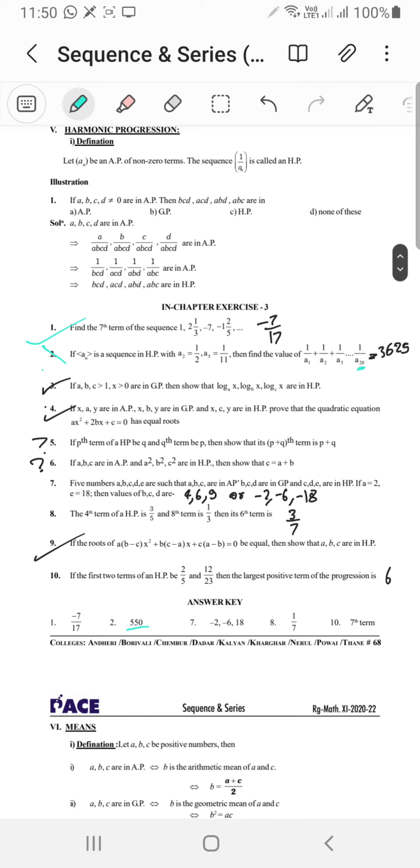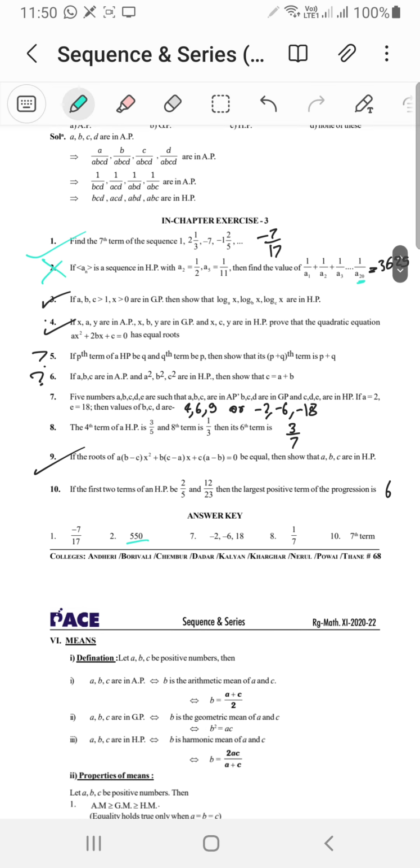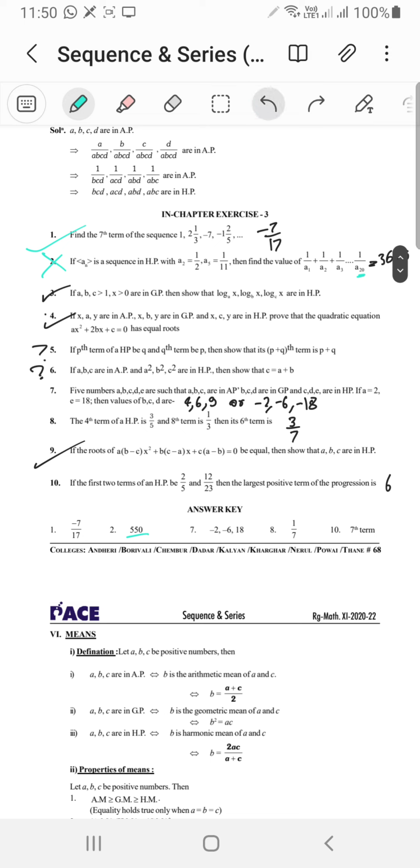So this went wrong. And third, this was a proof question. Okay, fifth and sixth, they just didn't give anything. Oh yeah, because these are like proof questions. Okay, bad luck. Seventh, -2, -6, 18. Yeah, that's one of the things. So this is correct.